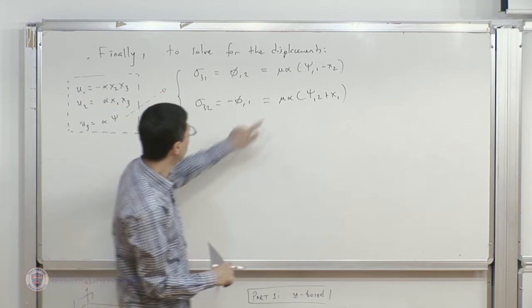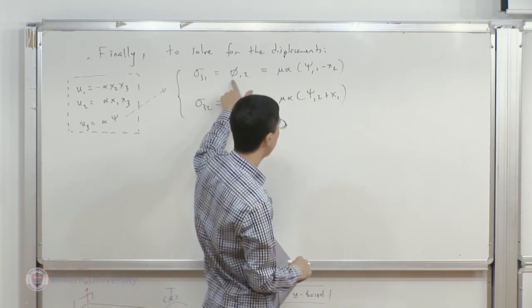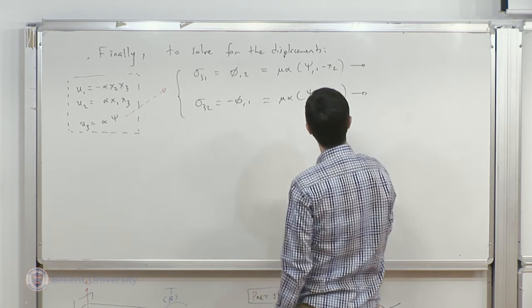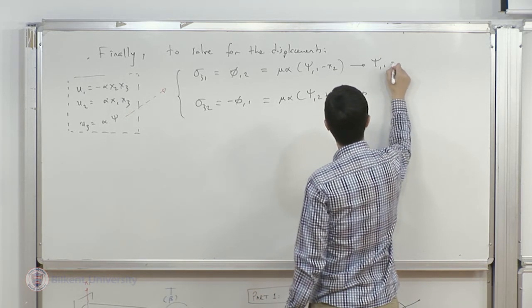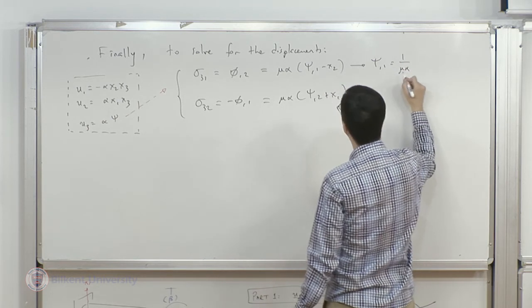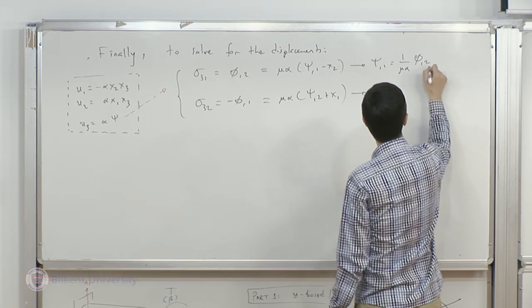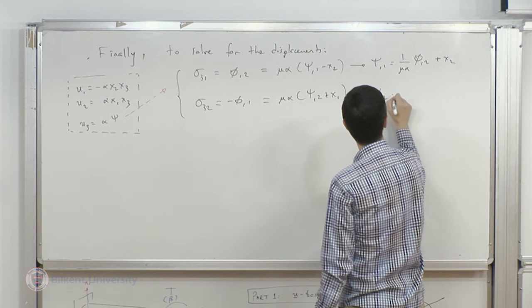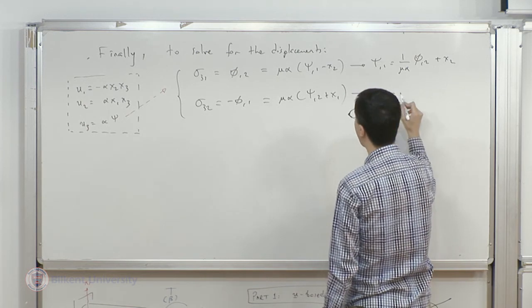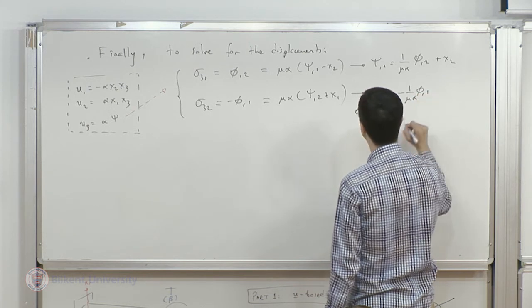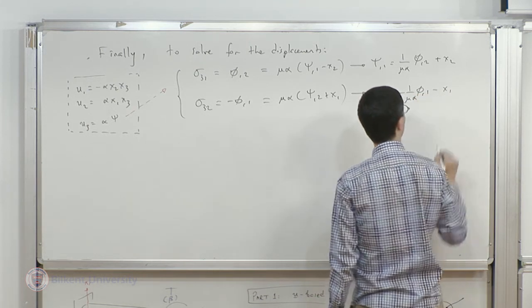And you go ahead, solve for psi in terms of phi, involving derivatives, of course. So psi,1 is equal to 1 over mu alpha, phi,2 plus x2, and psi,2 is equal to minus 1 over mu alpha, phi,1 minus x1.